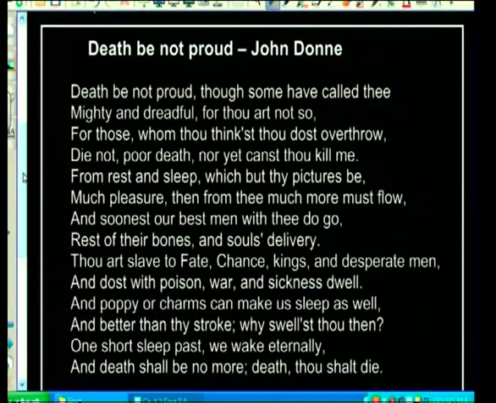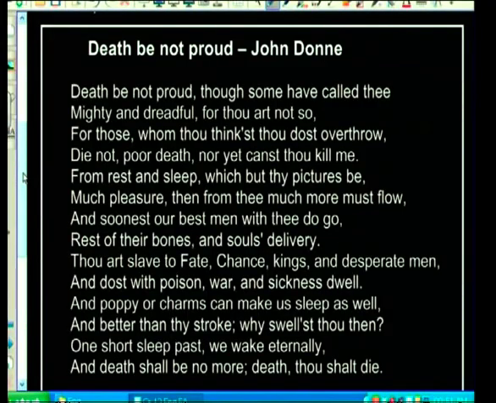And soonest our best men with thee do go, rest of their bones and souls' delivery. So the best men often die young, and what is so great actually about death is that their bones rest and their souls are delivered to heaven. So in fact, thank you, death, and you are not so fantastic.